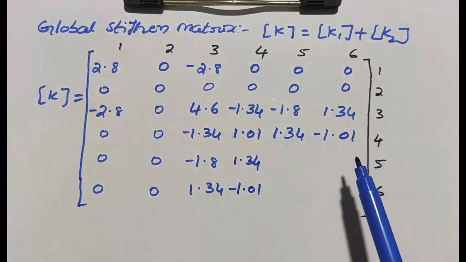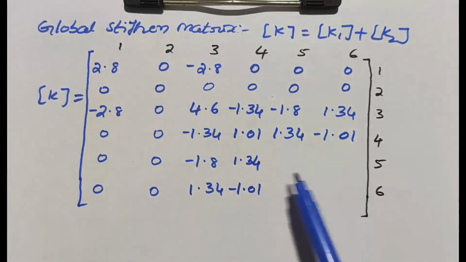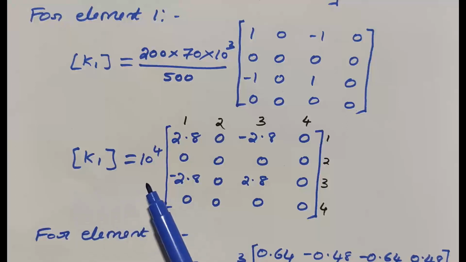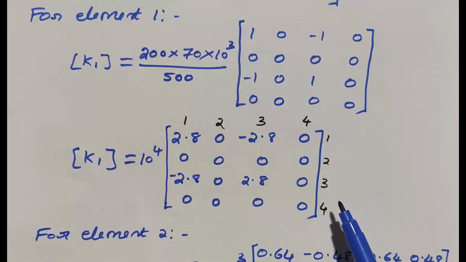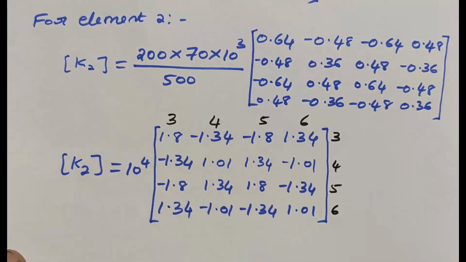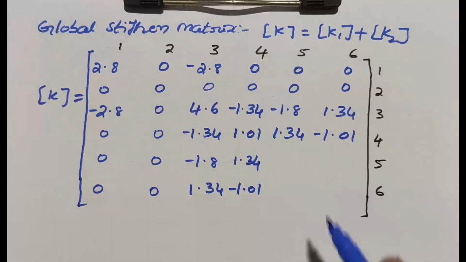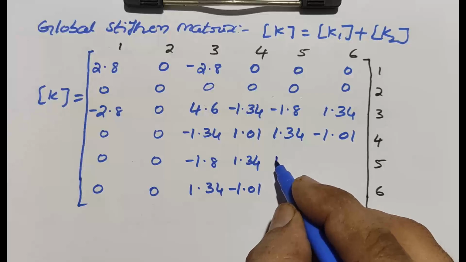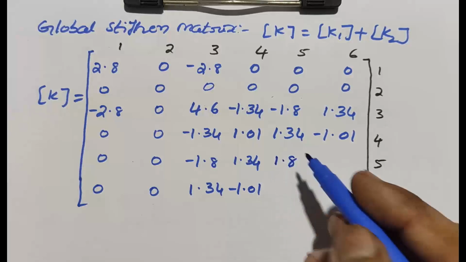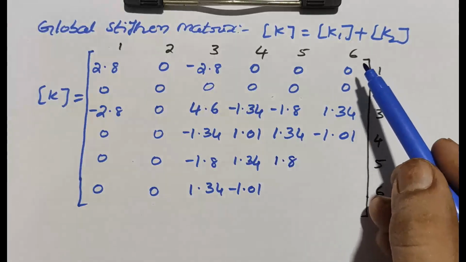Next, we need element corresponding to 5 and 5. In K1, we don't have any element corresponding to 5 and 5. But in K2, the element corresponding to 5 and 5 is 1.8. That's why here you will get 1.8.